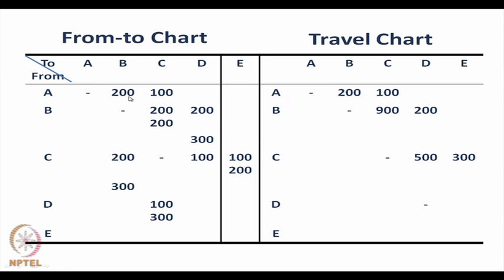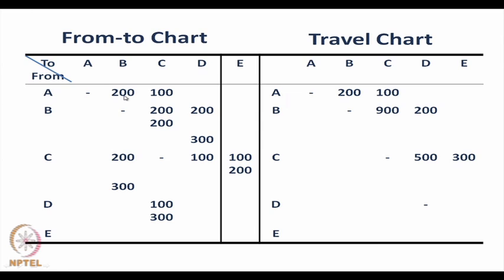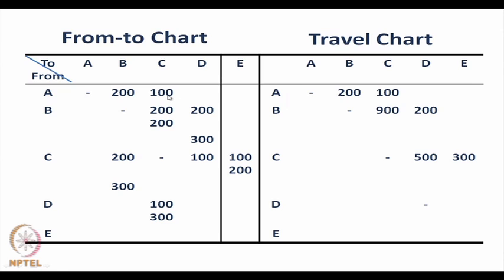Now, what we first do is make a from-to chart. These are the various departments, A, B, C, D, E, or various operations. From this to this it is moving. Actually these are two tables, one with A to E along the rows and the second with A to E along the columns. Let us look at the from-to chart. From A it is going to B, and the quantity per month is 200. So this is 200, A to B. Then A to C, product 2 is moving, the quantity is 100. Then B to C and D, let us look at that.